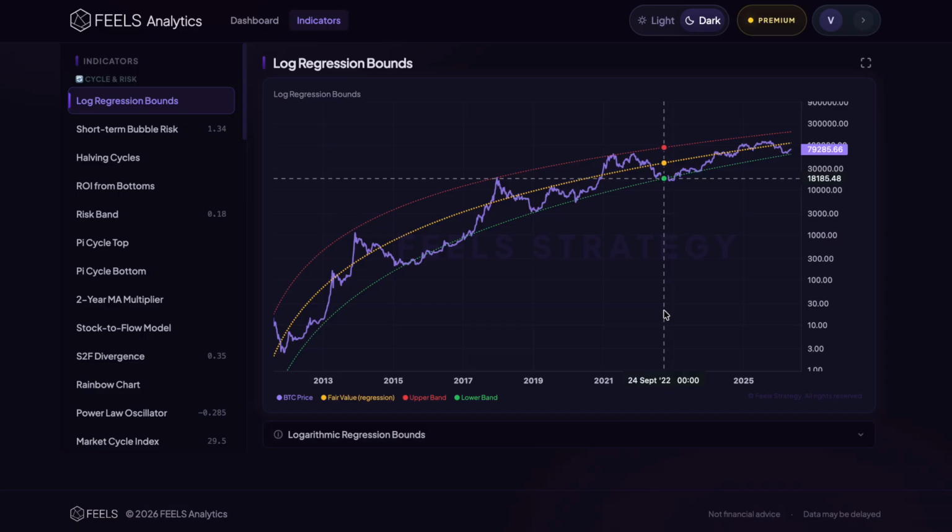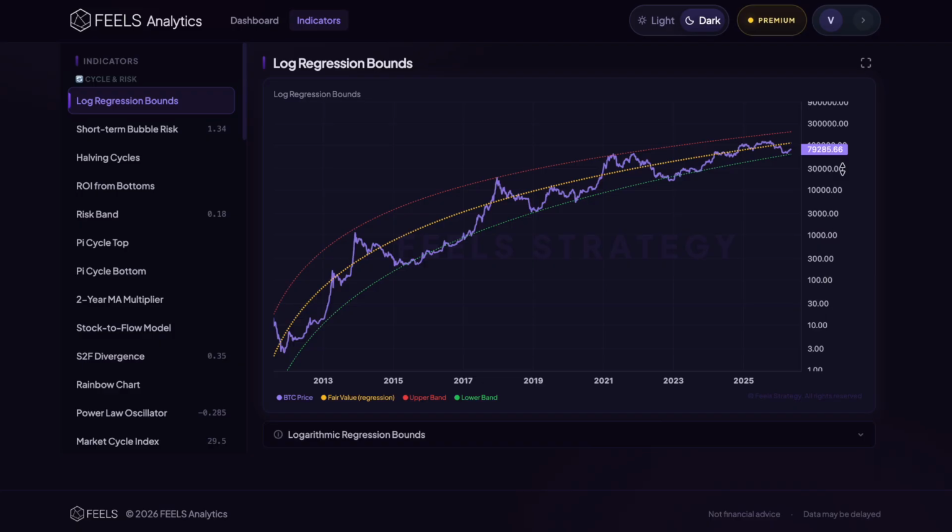Because Bitcoin doesn't grow at the same rate forever. Early Bitcoin grows thousands of percent per year. Mature Bitcoin grows maybe 40 or 50% per year. The curve captures the change. This isn't my idea. Log regression has been used in finance for decades. The rainbow chart, which I covered in another video, is built on the same math, just with extra colors.